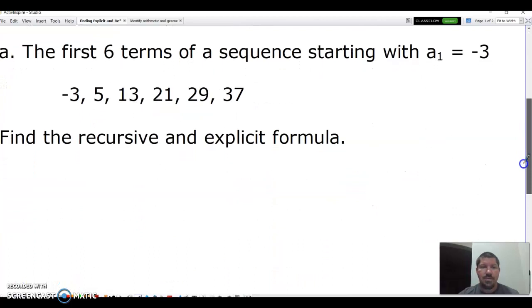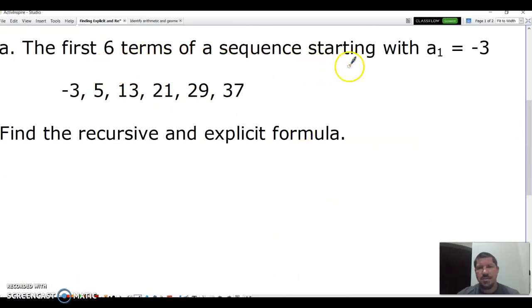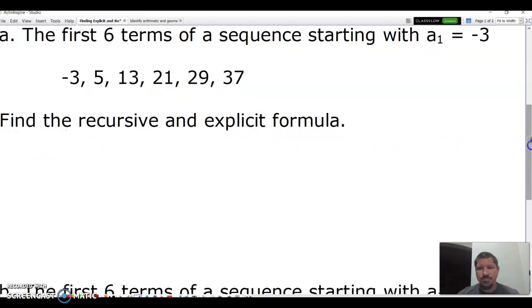Okay, so it says the first 6 terms of a sequence starting with a sub 1 equals -3. So I have -3, 5, 13, 21, 29, 37. It says find the recursive and explicit formula. Recursive is easy. So our recursive, like I said, is easy.